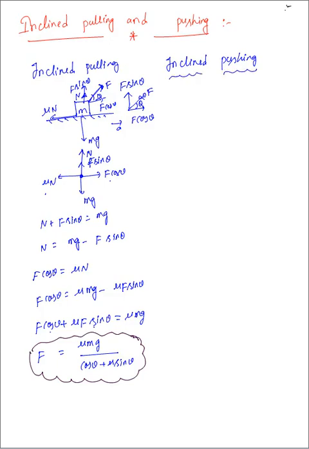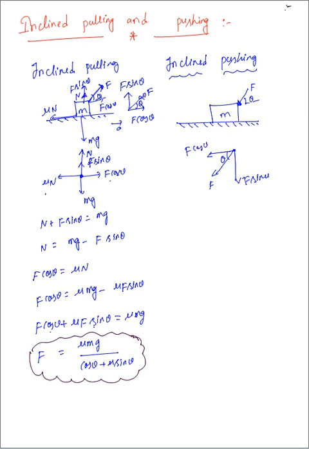For incline pushing, we take one surface here, a rough surface. One block we are having here, of mass m. F is applied here, making an angle theta, pushing. This is F, this is theta. If you break it into components, we can write F sin theta and F cos theta.